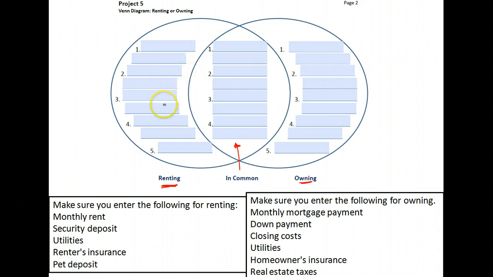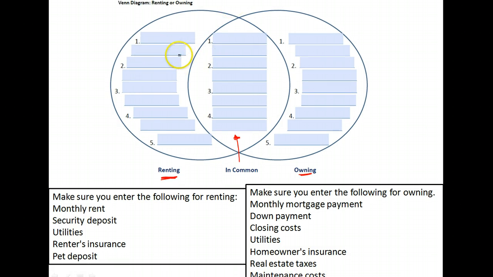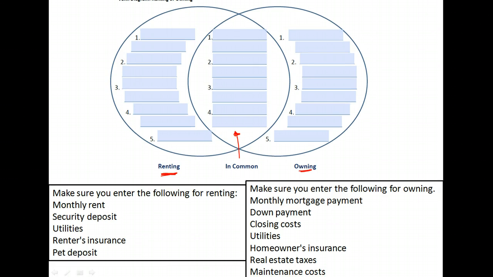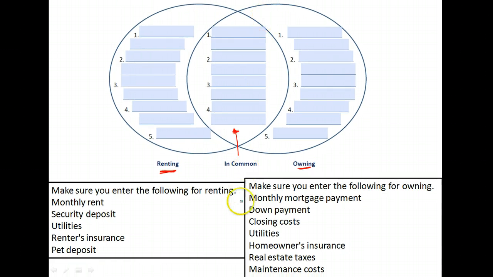So you're just going to fill this out. Now notice, any of the expenses that you have in common, anything that would happen both with a mortgage and with renting, you put in the middle. Things that are just for renting, you put on the left, and things that are just when you own a home, you put on the right. Okay, so for example, let's do a couple of these.